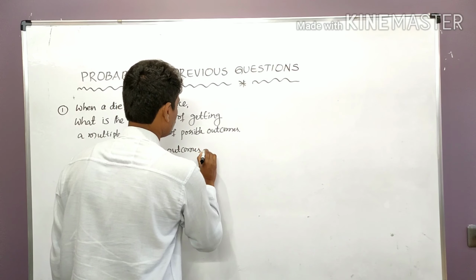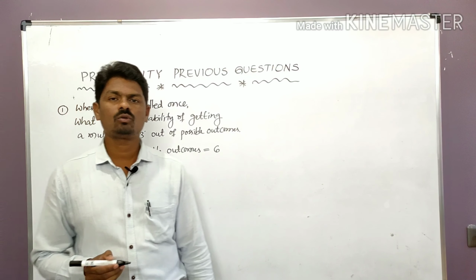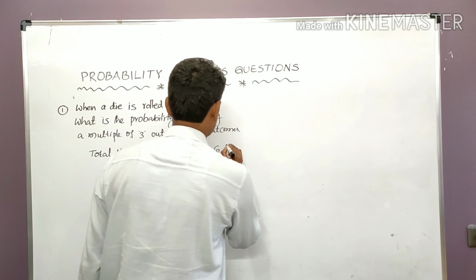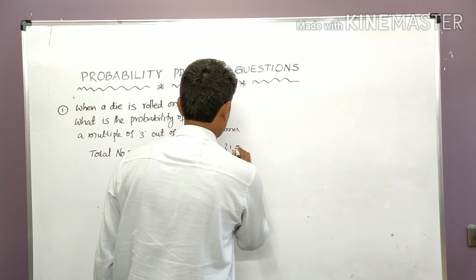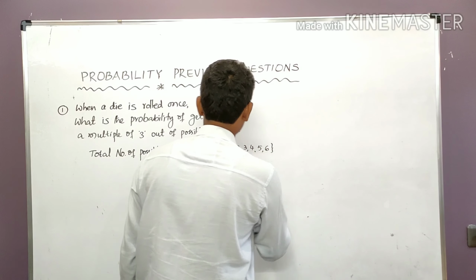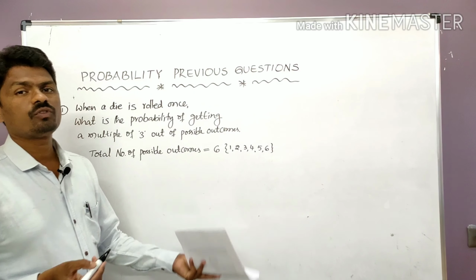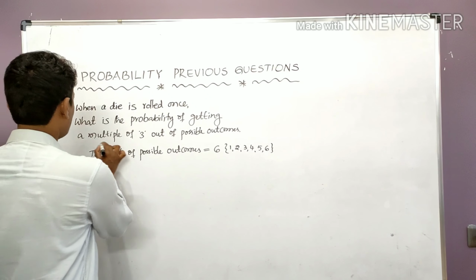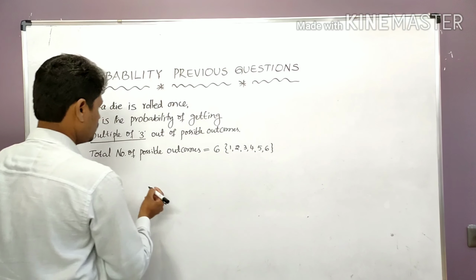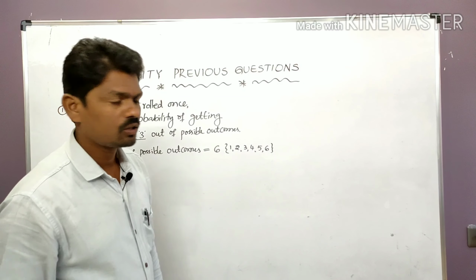So what are the total number of possible outcomes? 6. There is a chance to get either 1 or 2 or 3 or 4 or 5 or 6. So these are the possible outcomes: 1, 2, 3, 4, 5, 6. So the total number of possible outcomes is 6. Now we have to find the favorable outcomes. Multiple of 3 he is asking. So from the total number of possible outcomes we have to select the multiples of 3.